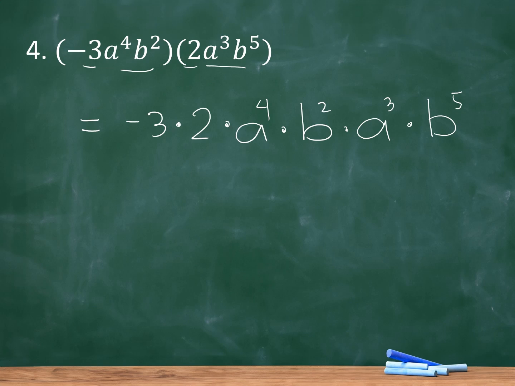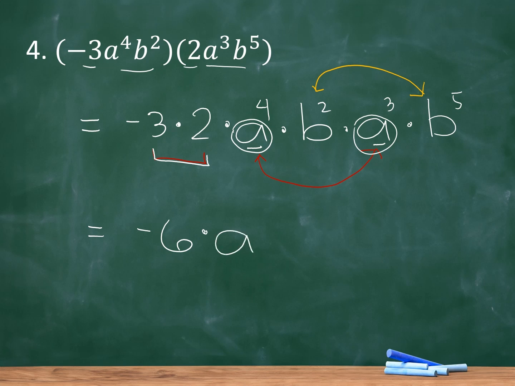So we will multiply first our numerical coefficients, and then later we will apply the product of powers rule for a to the power of 4 times a cubed, and we will apply the product of powers rule for b squared times b to the power of 5. So let's go ahead and do that. Negative 3 times 2, that's negative 6, times, and then a to the power of 4 times a cubed. We have our common base a, so we copy the common base a and then add their exponents.